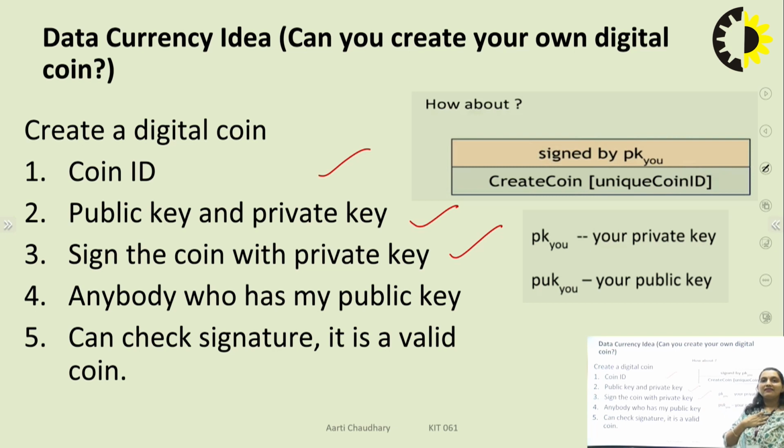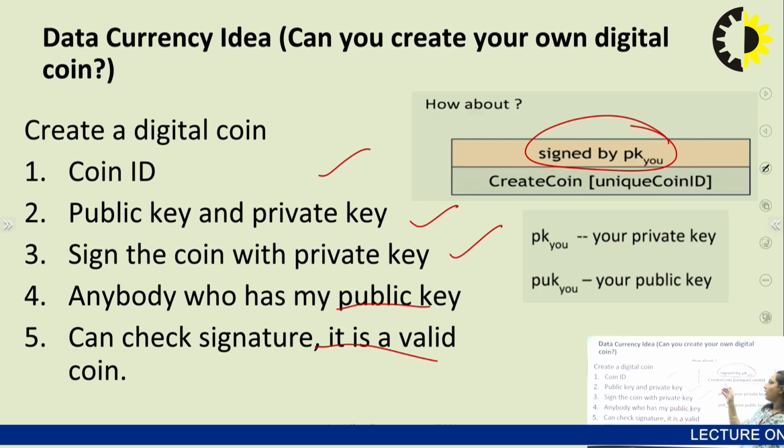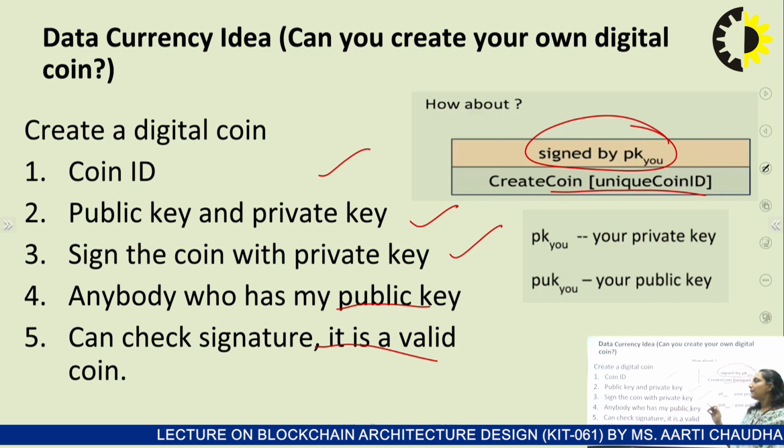If I am initiating a coin, if I am creating a coin, I will sign it with my private key. And I have a public key also. Anybody who has my public key can take it and check whether it is a valid coin or not. So using the signature with my private key, Aarti's private key, I create a unique coin: 1, 2, 3, 4, 5, like this we will create it. So when we are creating a coin, we will sign it with its private key.